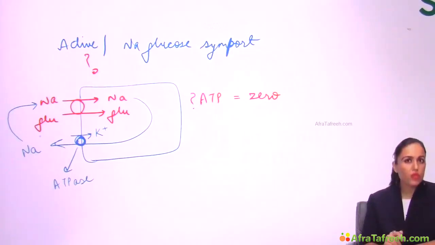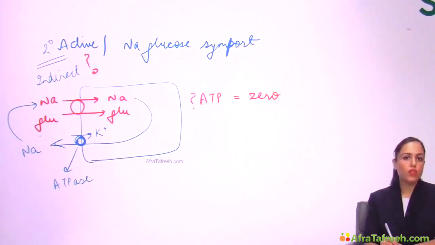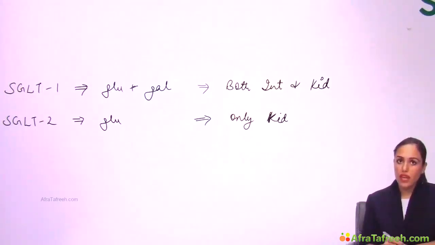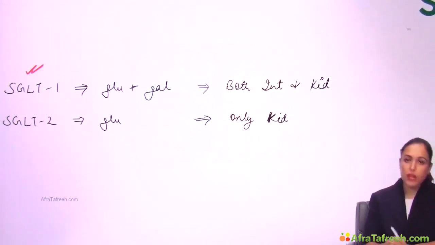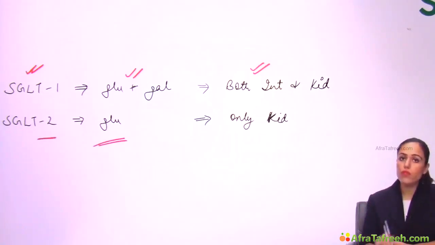That's why when in books you read this topic, they do not write it as active transport. They write secondary active transport, also known as indirect active transport, because energy is used indirectly. Now this active transport, SGLT short form, is of two types, SGLT type 1 and type 2. SGLT1 is for the transport of both glucose and galactose, and it is present in both intestine and kidneys. But SGLT2 is only for the transport of glucose and present only in kidneys.